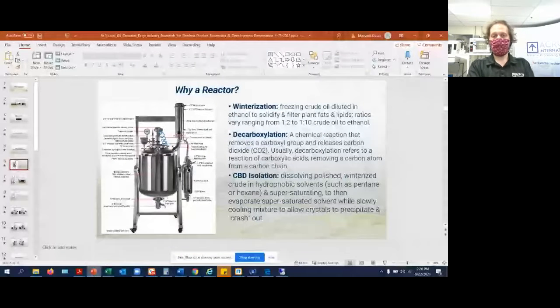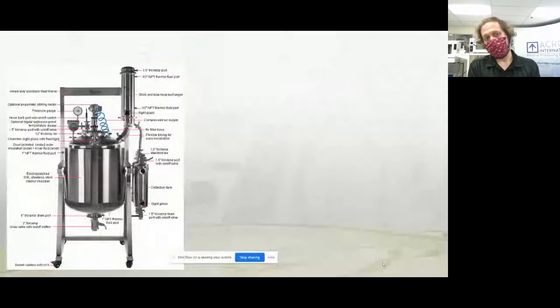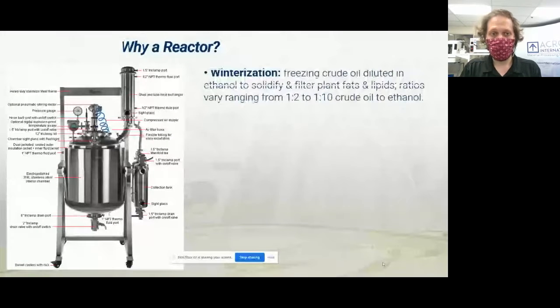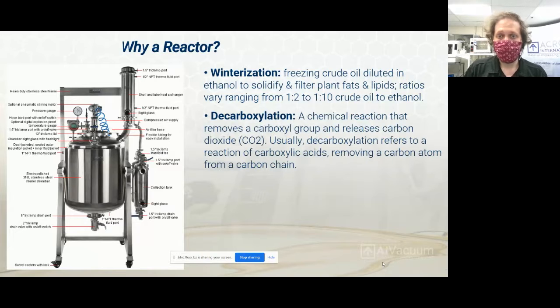But that being said, continuing here as to why you would want a stainless steel or glass reactor. So winterization for filtering plant fats, lipids, or other solids. Decarboxylation is the reaction that removes a carboxyl group and produces CO2 as a byproduct gas. Usually decarboxylation refers to the reaction of carboxylic acids, removing a carbon atom from a carbon chain.